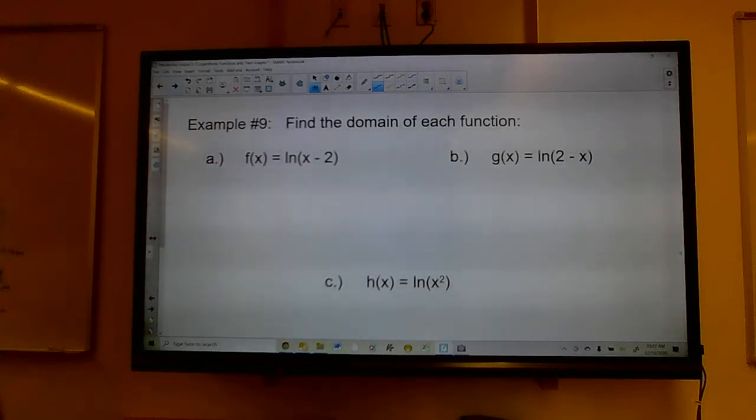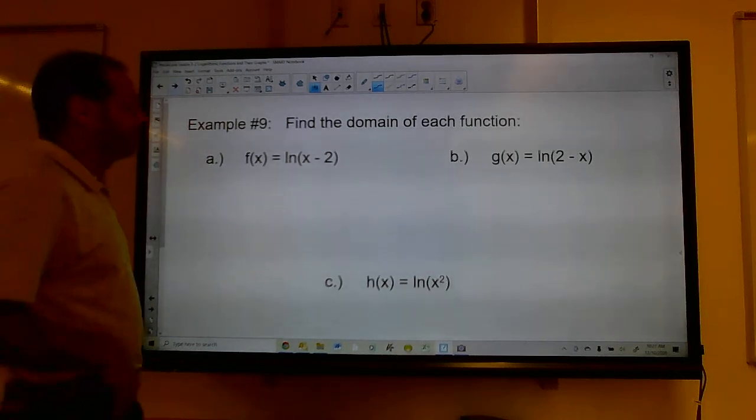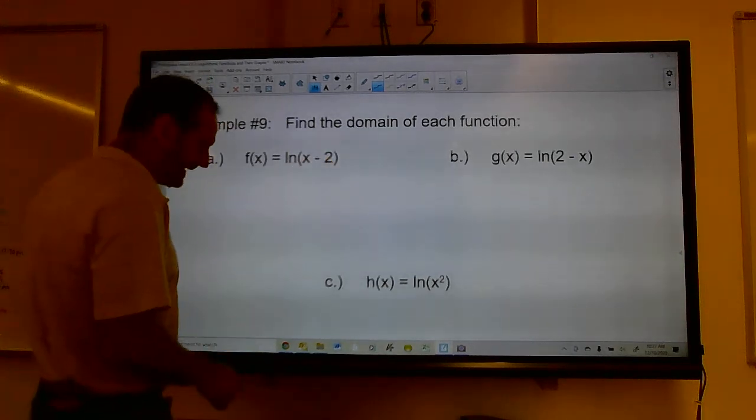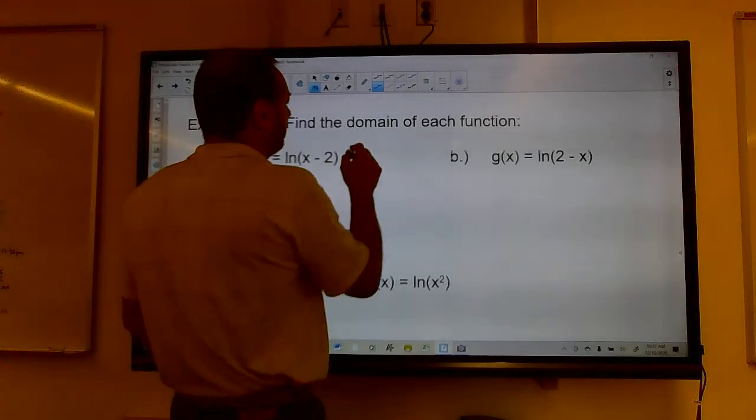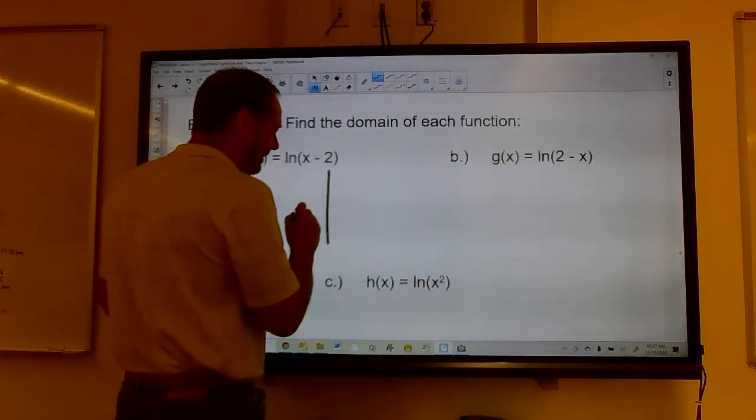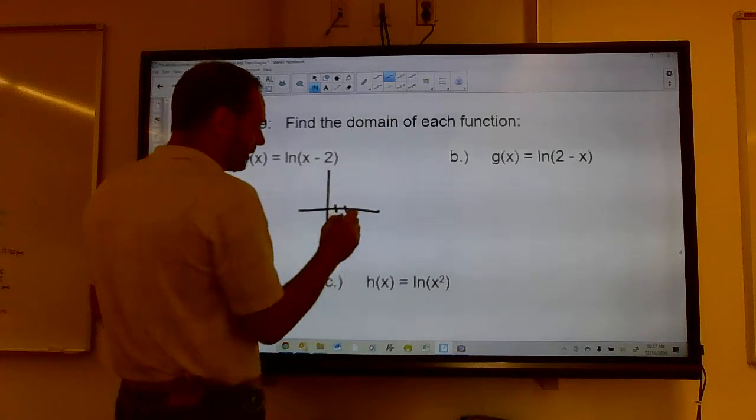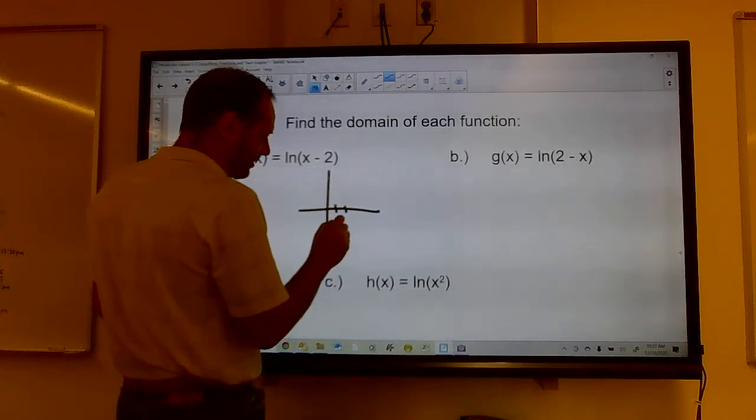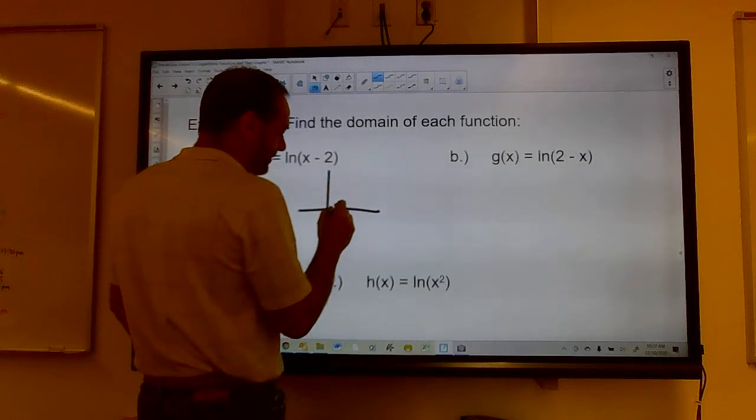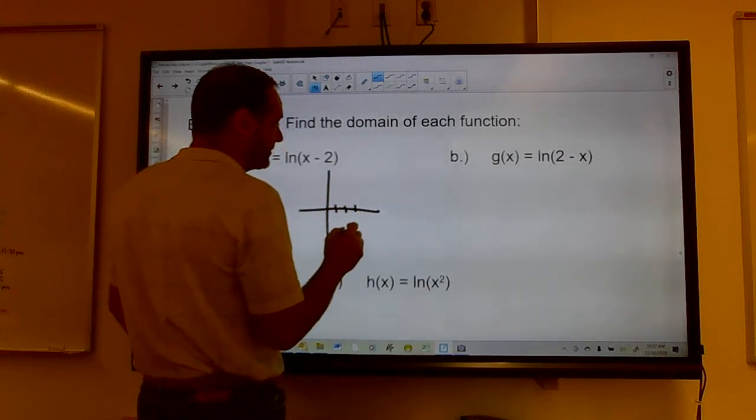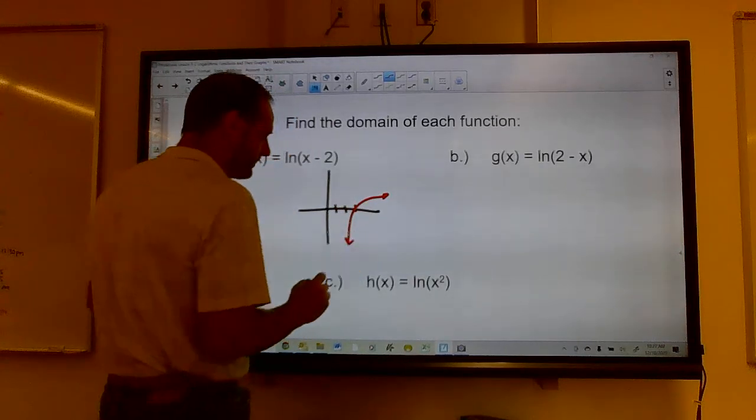Find the domain of each function. Okay, so we did some shifting here. So if you remember, if you subtract something inside a function like we're doing here, this moves the function to the right. So if I was to graph this, instead of having an asymptote at 0, it would have an asymptote at 2. And instead of going through the point (1, 0), it would go through the point (3, 0). So this graph would look like this.